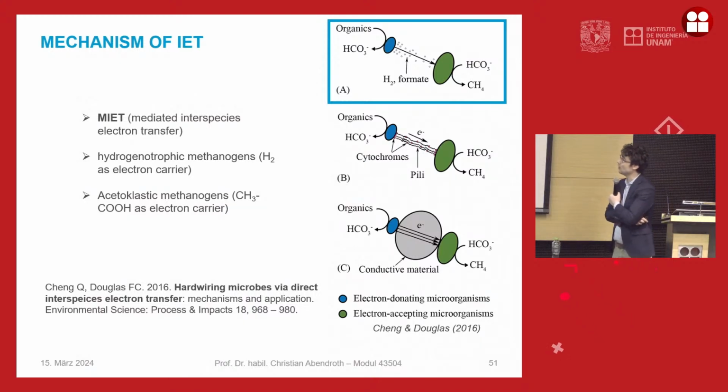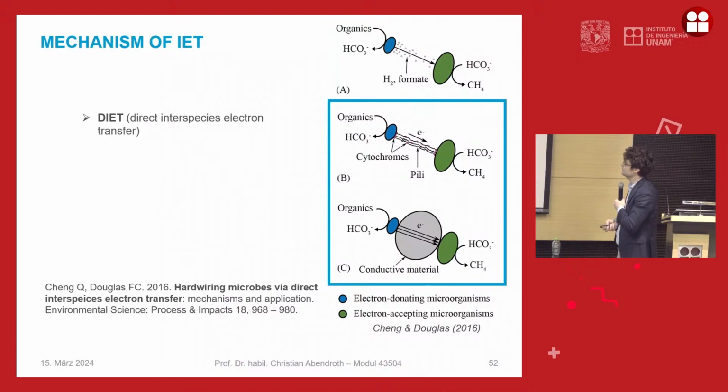For a long time, people thought that, at least in biogas plants, this MIET is the only possible way. We didn't know about this for so long, approximately since 2005. Since 2005, we've been doing research on this. Now this can be performed by all the methanogens, hydrogenotrophic or acetoclastic. They all need to get rid of, or take up, the electrons somehow.